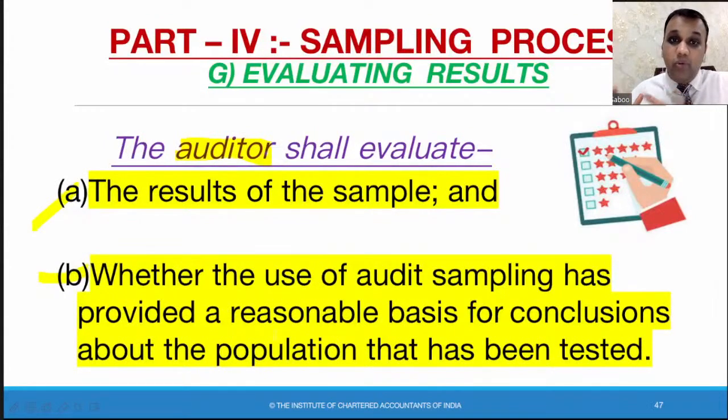So I have projected what? Projecting misstatements means whatever deviation or misstatement I have found in the sample, I'm applying, I'm assuming the same to be present in the whole population. That is called projecting misstatement to the whole population from the sample results.